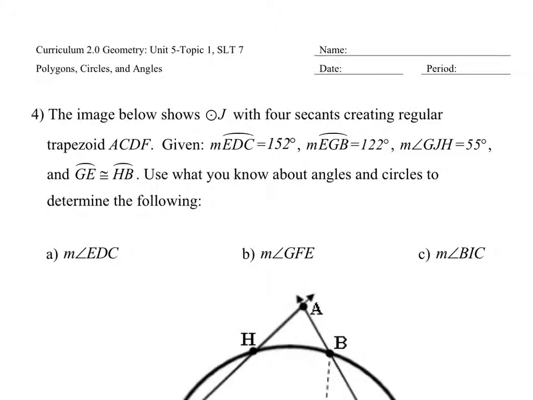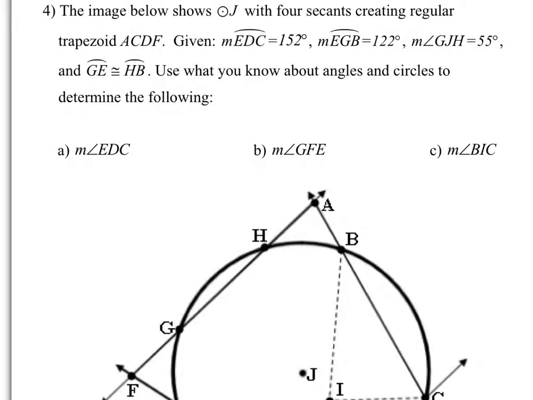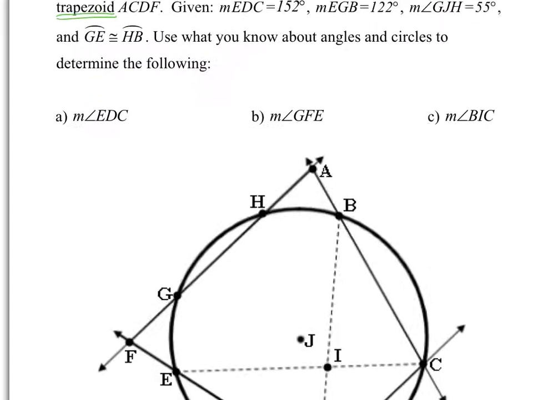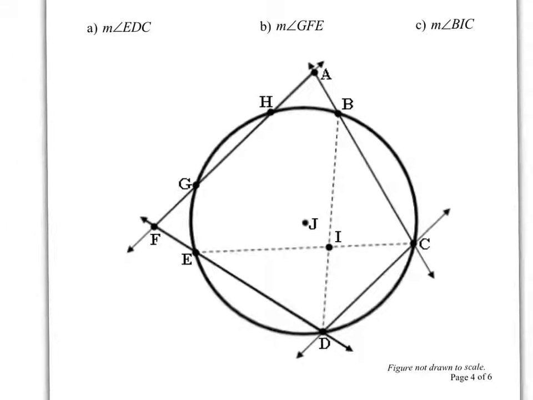Question 4 says the image below shows circle J with 4 secants creating regular trapezoid ACDF. So that's going to be important. Given the measure of arc EDC is 152 degrees, the measure of arc EGB is 122 degrees, the measure of angle GJH is 55 degrees, and arc GE is congruent to arc HB. Use what you know about angles and circles to determine the following. I'm going to make this a little smaller.